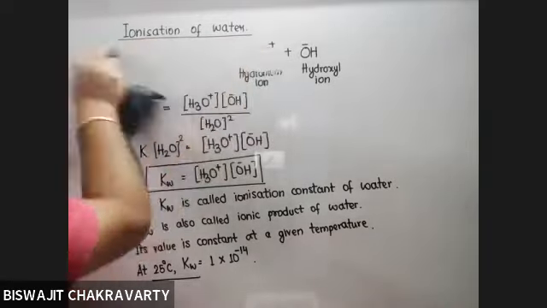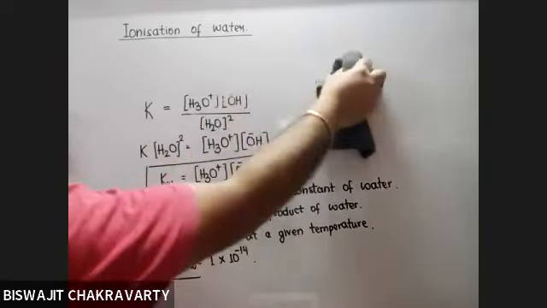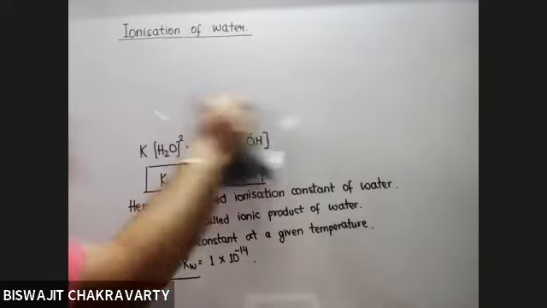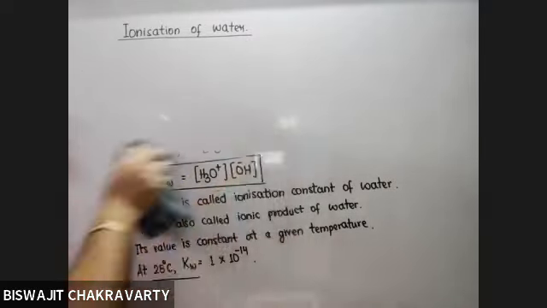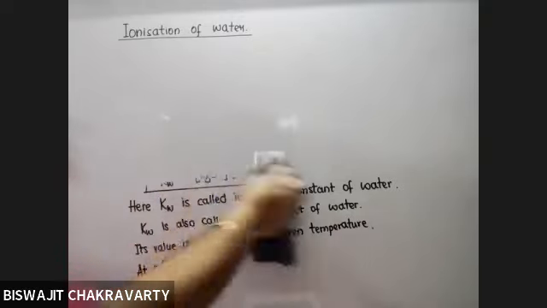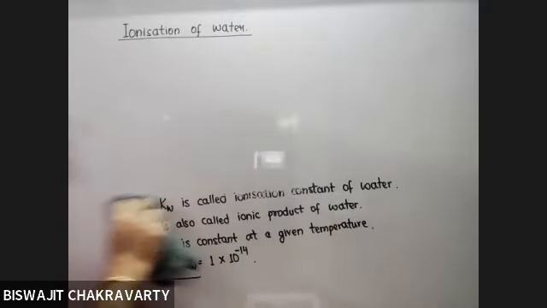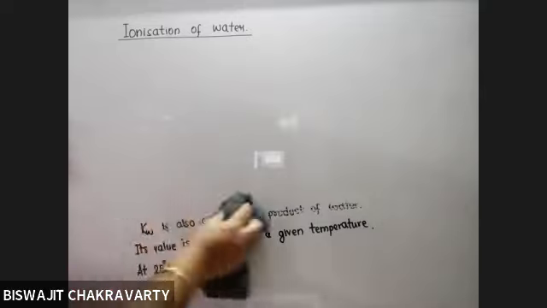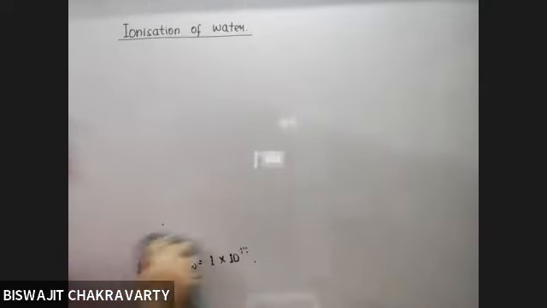So from temperature to temperature, Kw value will change. So at 25 degrees Celsius Kw is 10 to the power minus 14. So we will consider everything at 25 degrees Celsius.